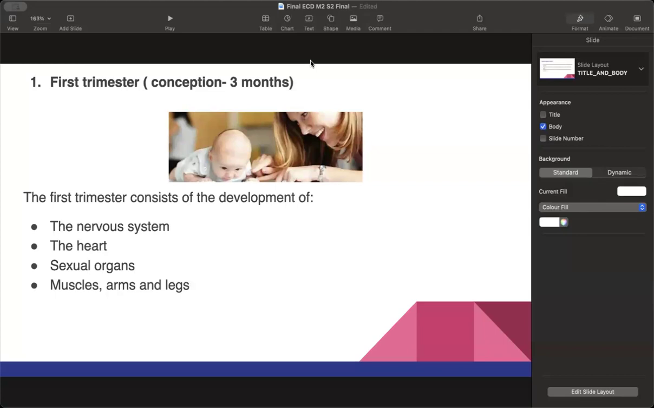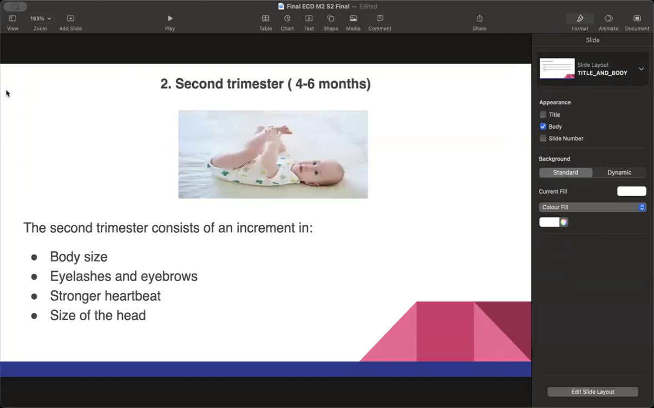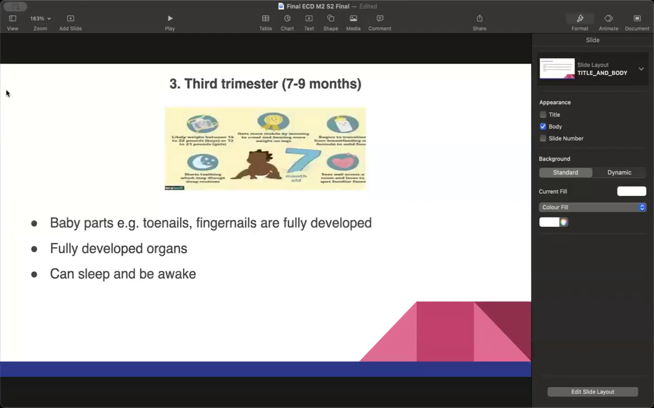We go to our next slide on the second trimester, 4 to 6 months. And this is where the child's body size basically gets developed. The finer things like the eyelashes, the eyebrows, the heartbeat can be heard now on the sonar and the monitors and all of those type of things. And the approximate size of the child's head is now fully developed, all right, in the second trimester. Then we go to the third trimester, that is 7 to 9 months. And this is when even finer things start to develop. So the toenails, the fingernails, the fingerprints, all of those type of things start to take effect now.